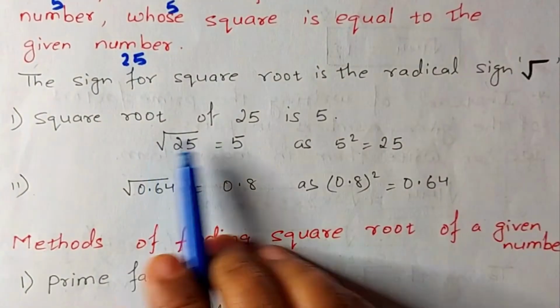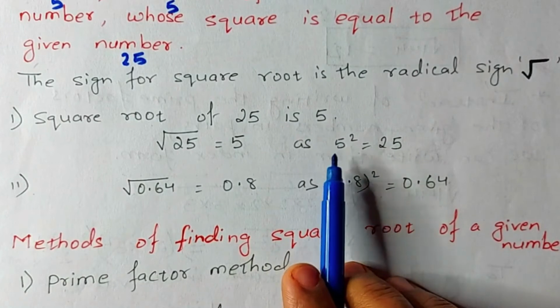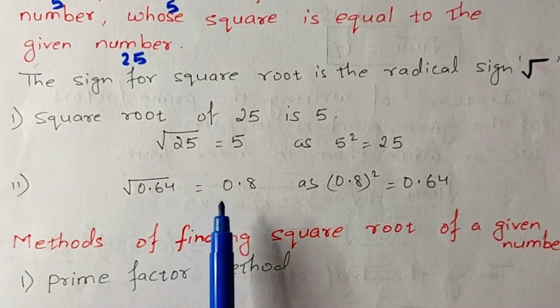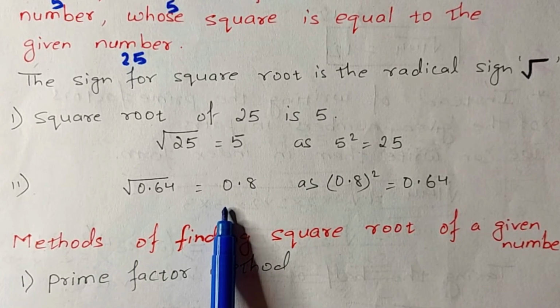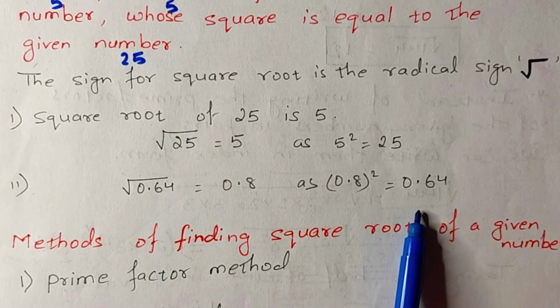Clear? Square root of 25 is 5. Why? Because 5 square is 25. Square root of 0.64 is 0.8. Why? Because 0.8 square is 0.64.